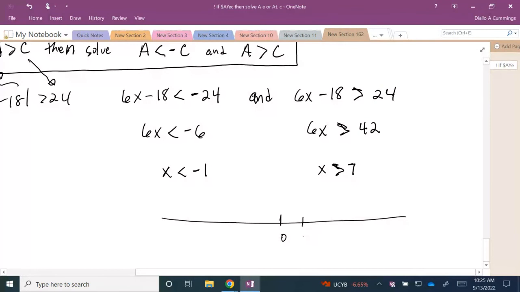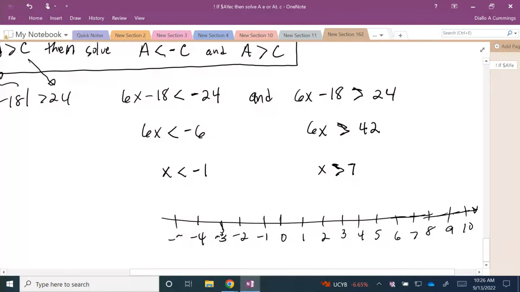So 0, 1, 2, 3, 4, 5, 6, 7, 8, 9, and 10. -3, -4, -5. Okay, we'll extend that.